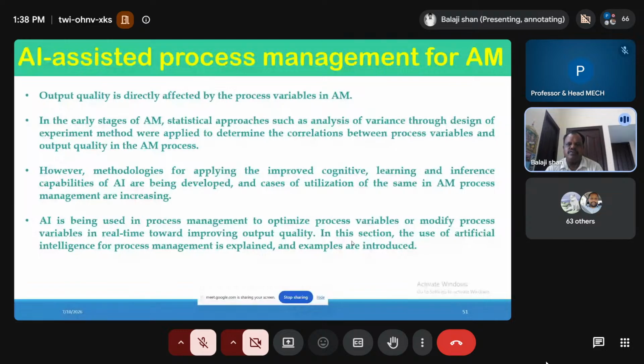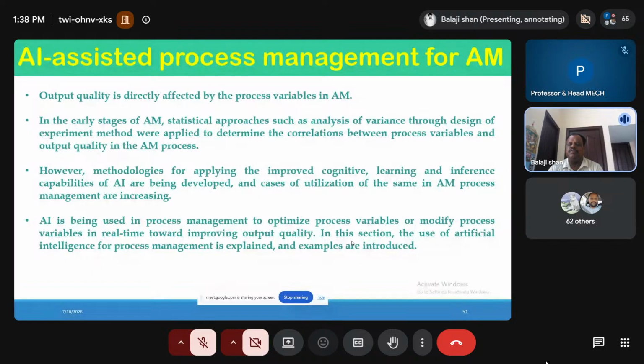But generally, it was correlated by using ANOVA methodology, design of experiment methodology, or some of the techniques used previously. But nowadays we are utilizing artificial intelligence techniques for connecting these input parameters with the output parameters. However, the methodologies for applying improved cognitive learning and inference capability of AI are being developed, and cases of application of the same in additive manufacturing process management are increasing. AI is being used in process management to optimize the process variables or modify them in real time towards improving the output quality.